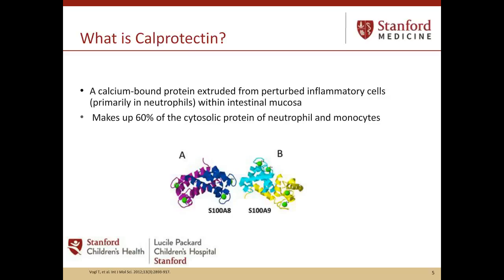So essentially, what that means is it could potentially be increased with neutrophils that have died and extruded their cytosolic contents into the lumen of the intestine. Calprotectin makes up 60% of the cytosolic protein within neutrophils and monocytes.